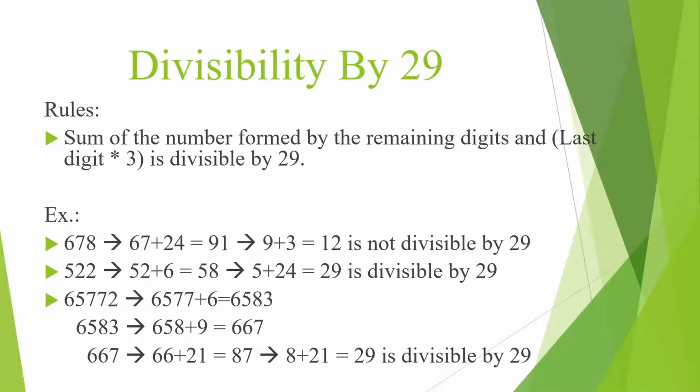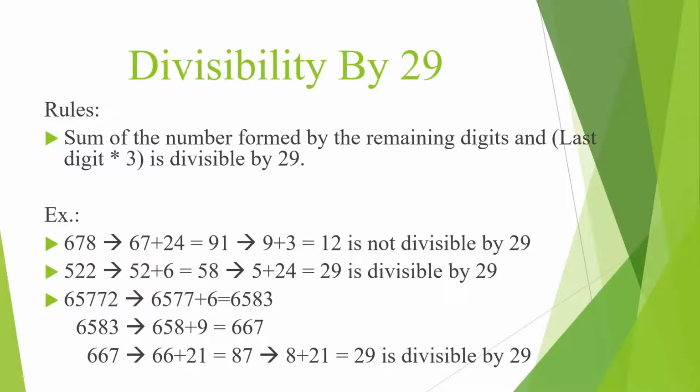Let us consider a bigger number, 65,772. Ignore the last digit, we will get 6,577 plus last digit into 3, which is nothing but 2 into 3 equal to 6. When we add it up, we will get 6,583. It is also a bigger number. Let us reduce it further. 6,583. Ignore the last digit, we will get 658 plus last digit into 3. 3 into 3 equal to 9. 658 plus 9 equal to 667.